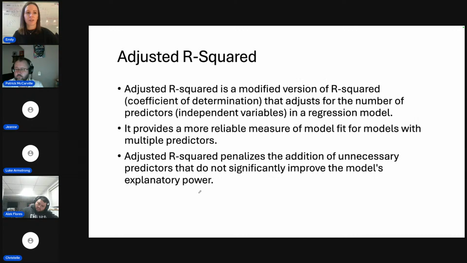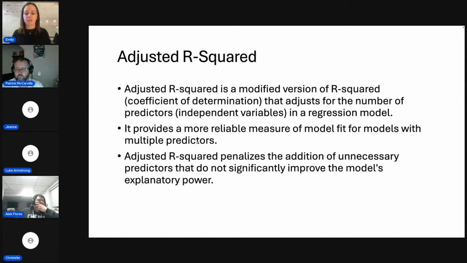Similar to the R squared, there's another metric. Just like we have mean squared error, mean absolute error, root mean squared error, which are manipulations on that mean absolute error calculation, we also have the adjusted R squared, which is a modified version of our R squared value. So it adjusts for the number of predictors that you're putting into your model. So it provides a more reliable measure of the model's fit with multiple predictors.